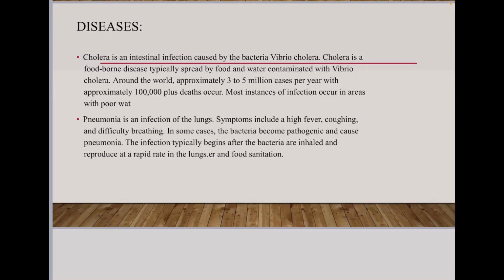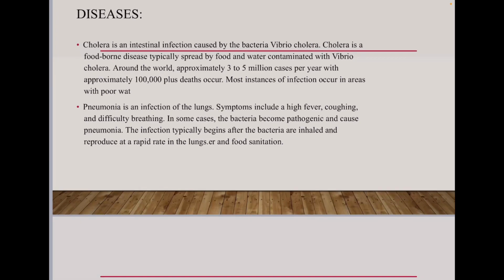Pneumonia is an infection of the lungs. Symptoms include a high fever, coughing, and difficulty breathing. In some cases, the bacteria become pathogenic and cause pneumonia. The infection typically begins after the bacteria are inhaled and reproduce at a rapid rate in the lungs.